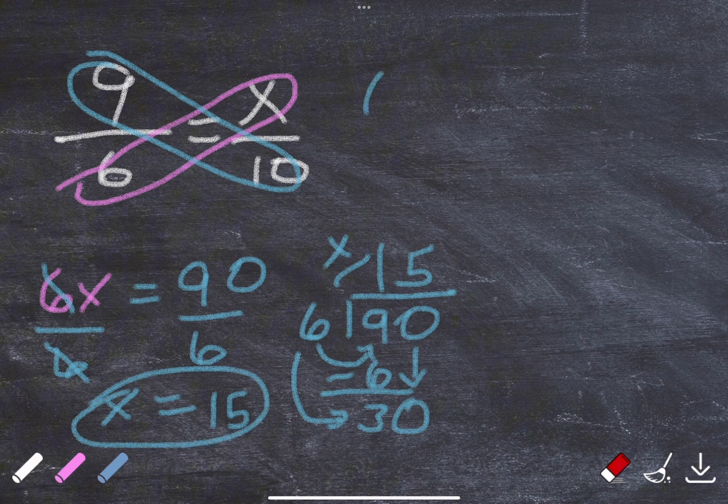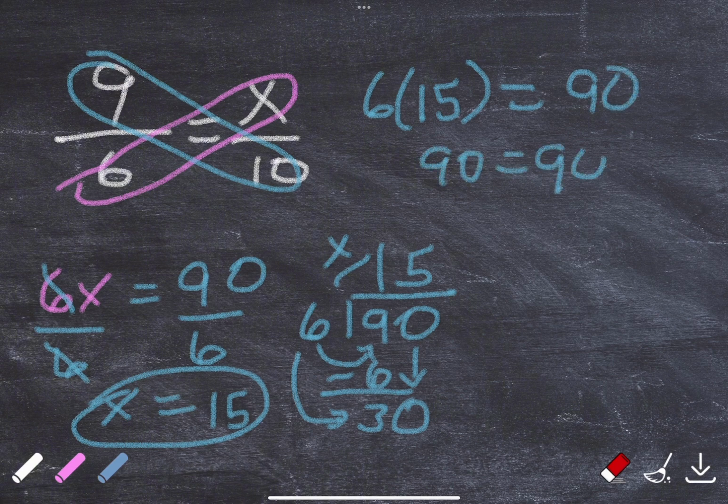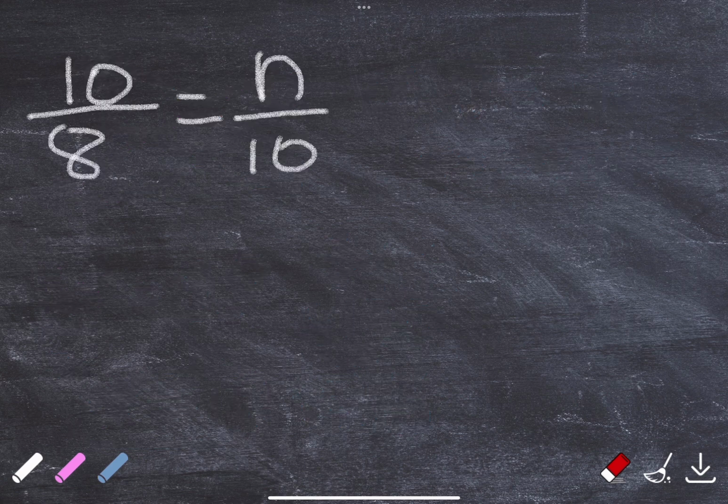X equals 15. This we can check and see if it's true. Is 6 times 15 90? It sure is. So we got it right. These two proportions are equal. Let's try this next one.